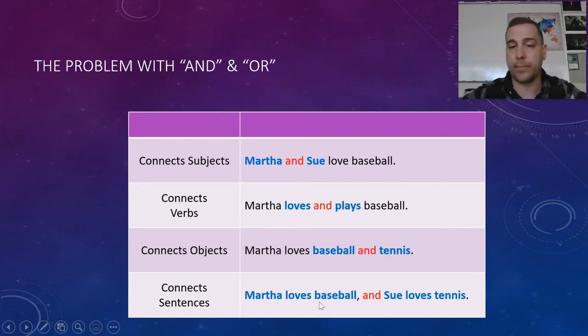But if we look at the bottom, Martha loves baseball, comma, and Sue loves tennis. Here, the "and" is connecting complete sentences. On the left is a complete sentence, and on the right is a complete sentence. And so anytime you see an "and" or "or" and you wonder, do I need a comma with this? You have to ask yourself, is it connecting complete sentences? Is the thing on the left a complete sentence or an independent clause? And is the thing on the right a complete sentence or independent clause?